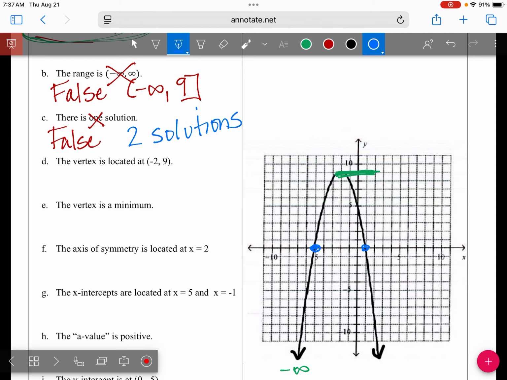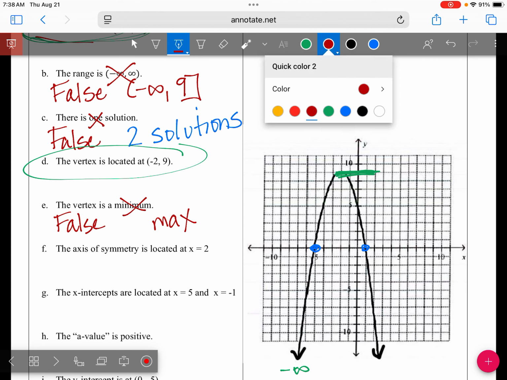Question D. The vertex, that's where the graph makes the U-turn, is located at -2, +9. Who says D is true? Who says D is false? All right, I agree that it is true. E. E says the vertex is a minimum. Who says that's true? Who says it's false? I agree. It's a frown, which means it has a max, not a min. The axis of symmetry, that's the middle of the graph. So if I were to draw that in, that would be right here.